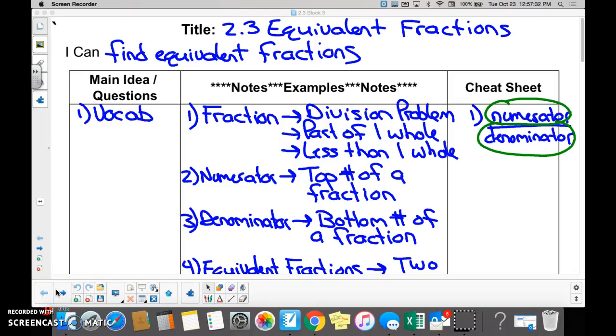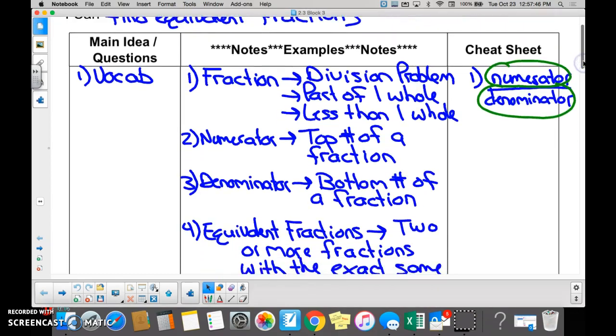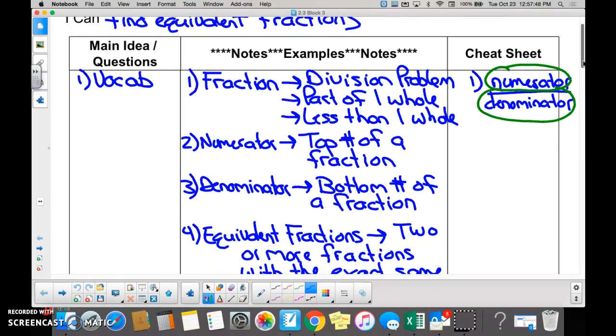2.3 equivalent fractions. I can find equivalent fractions. Arash, you're brilliant. Thank you for doing that. Are you guys capable of finding equivalent fractions? Yes. You guys all know what a fraction is, don't you? Yes. You guys all know what a numerator and denominator is, right? Yes. Numerator's on the... Top. Denominator's on the... Bottom.